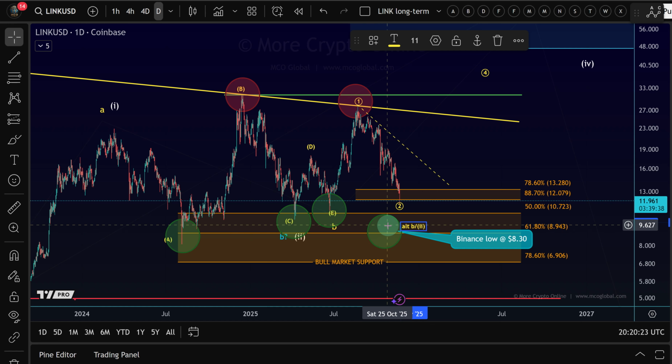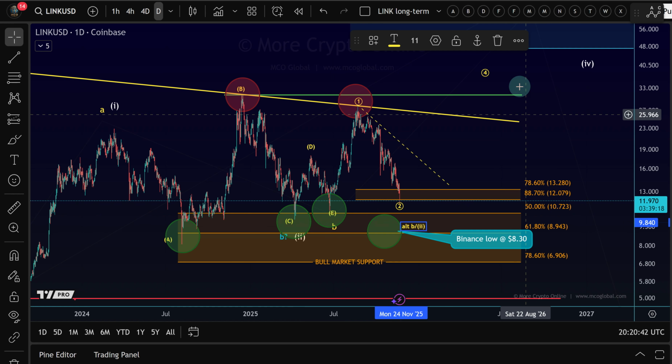and we still cannot ignore the Binance scenario. So it remains possible that a meaningful low indeed formed at $8.30 on the 10th of October, whereas on the Coinbase chart, we can still use the swing low from June as main swing low. We just have to consider them both.